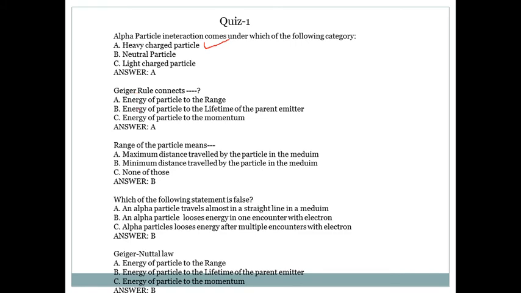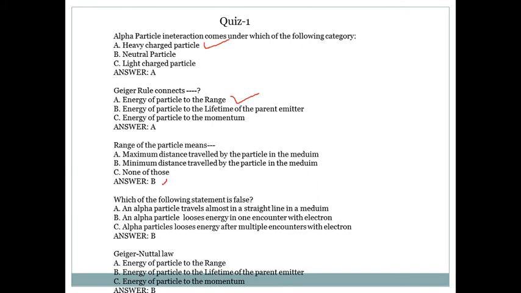Geiger-Nuttall rule connects energy of the particle to the range, energy to the lifetime, energy to the momentum. Please understand the difference between Geiger rule and Geiger-Nuttall law. It connects energy with range. Range of the particle means maximum distance traveled.